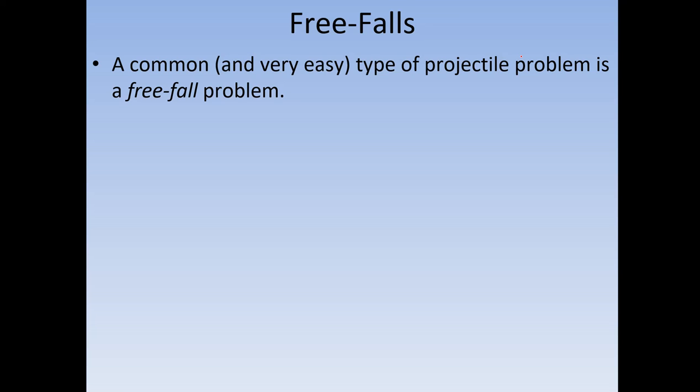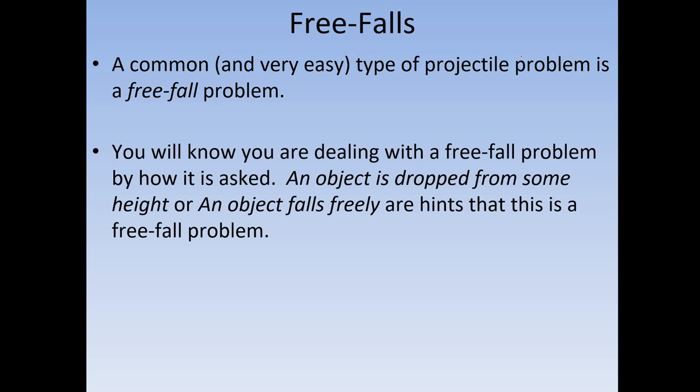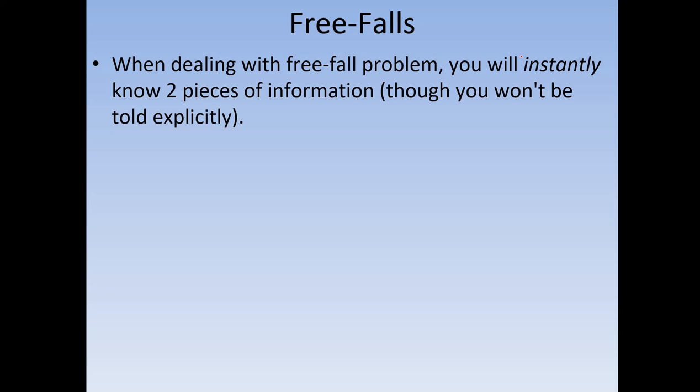So we're going to start off in our projectile motion topic talking about the very easiest topic of free falls. So this is the very basic, fundamental type of projectile. Now, a lot of times you'll know that you're dealing with free fall based off of the wording. An object is dropped from a height. An object falls freely. Clearly, falls freely means it's a free fall problem. The reason why these are free fall problems is mainly because there are two pieces of information that you aren't going to be explicitly told, but you automatically know in the problem.